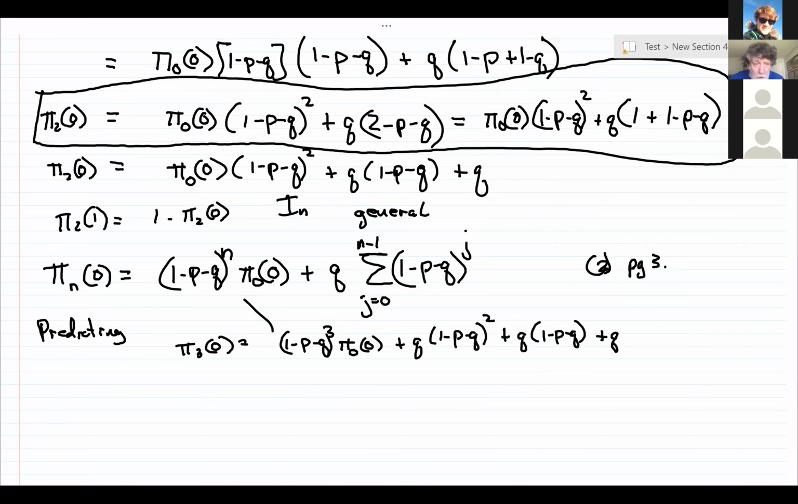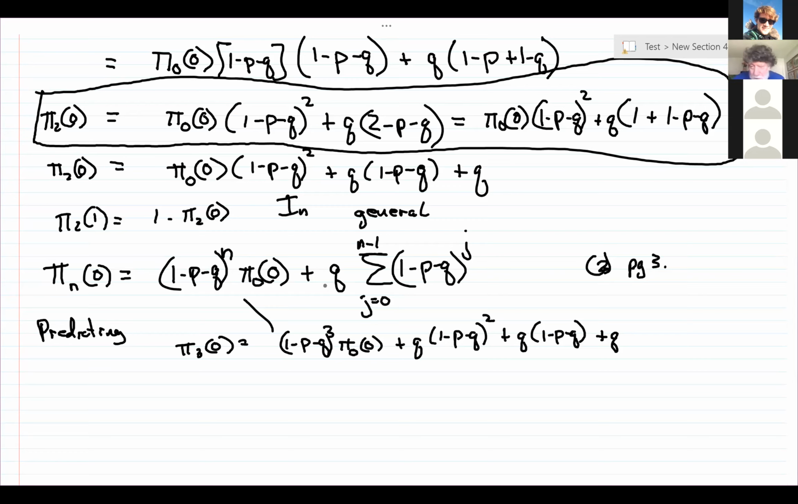So this is cool. Why is this so cool? It's cool because it's telling you the chance of the machine being broken on any day in terms of what it is on the initial day and what the transitions are. P's and Q's are the transition probabilities. And what can it do for you?